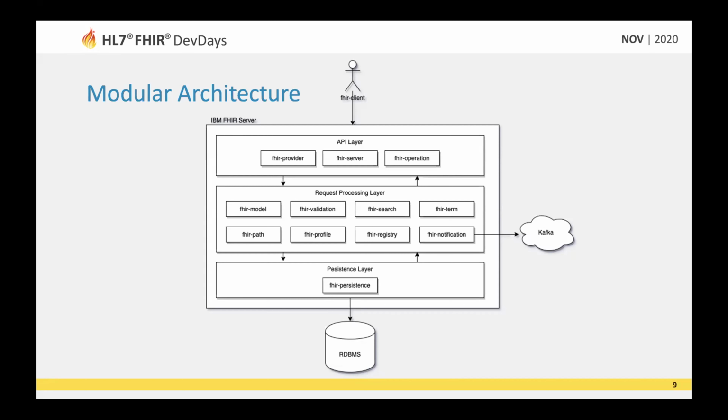In our case, our primary persistence layer implementation is a relational database, but we do support the ability to plug in other technologies for the persistence layer. Then off to the side there, you see that we have our notification module, which can be used to send FHIR notification events out to something like a Kafka or a NATS or on a WebSocket. That's also an extension point that I'll talk about.